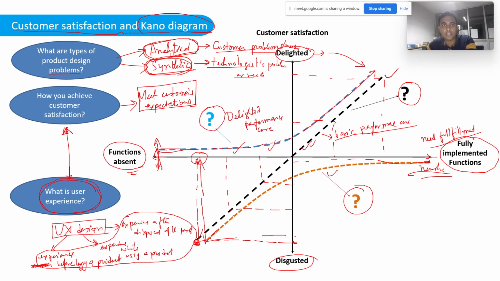So any doubt here? So this is what is called the Kano diagram. Any doubt? Not from my side. Okay.